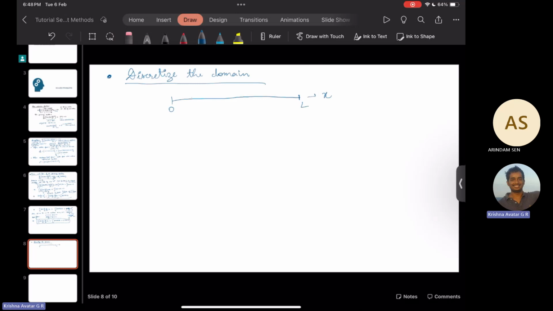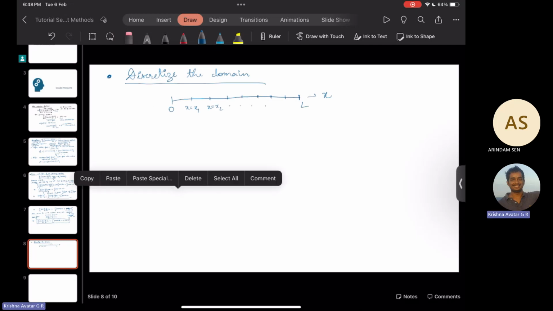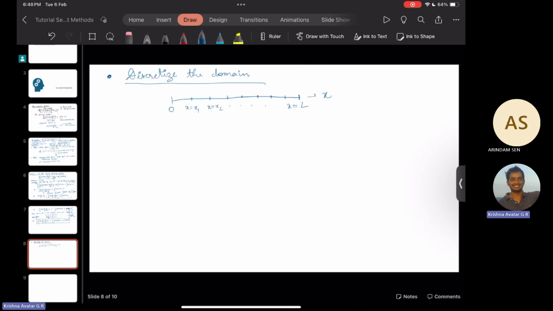So what we will have is equispaced. As of now, let's deal with equispacing. So this will be x equal to, say, some x1. This is x equal to x2. Likewise, essentially, this will be x equal to L, which is essentially x equal to xn, small n. Now, just to clarify, we have, say, the length of the domain is L.